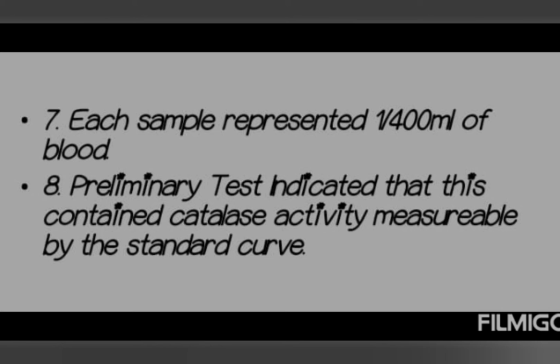Preliminary test indicates that this contains catalase activity measurable by the standard curve. Basically, a preliminary test is used for testing of new drugs to determine the safety and efficiency of the potential substance, among many other drug characteristics along the way. And standard curve is also known as the calibration curve. It is basically a type of graph that is used as a quantitative tool.